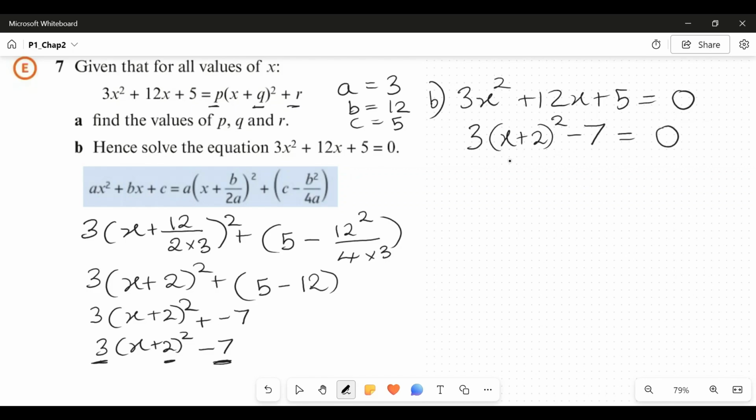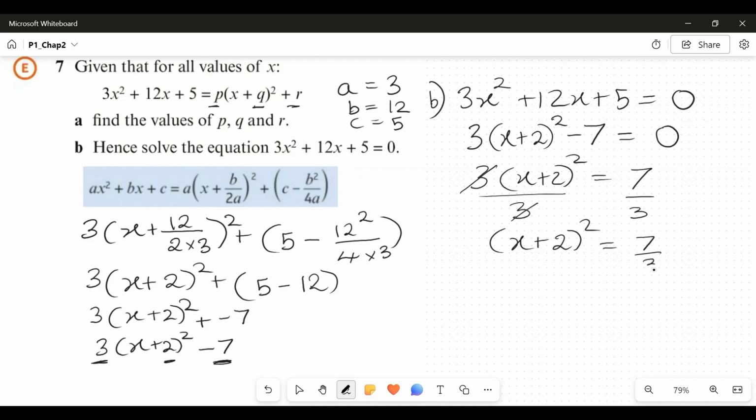Now we need to solve for x. First of all, we're going to remove this 7. We're going to take this minus 7 to the other side, which is just going to become positive 7. Then we're going to divide both sides by 3 so that we can get rid of the 3 on this side. On the other side, we have 7 over 3. So x plus 2 whole square equals 7 over 3.